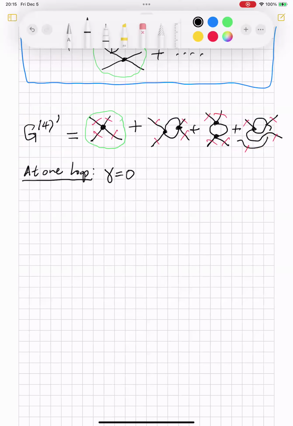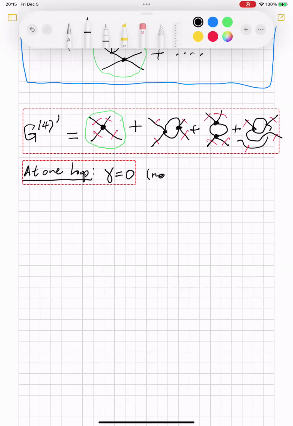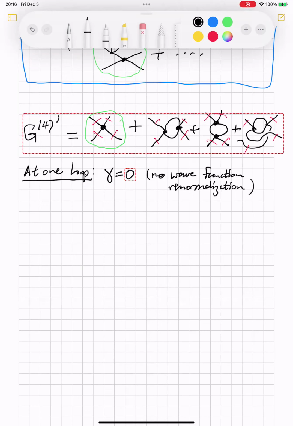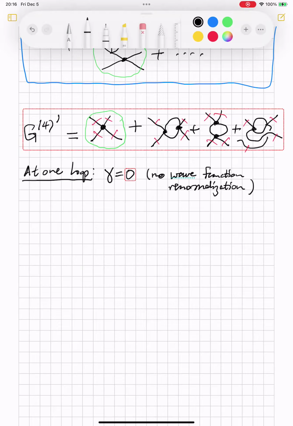And this just reflects the fact that there is no wave function renormalization. So the anomalous dimension is always driven by wave function renormalization. And because there's no wave function renormalization at one loop, it means that there's no anomalous dimension. But we also calculated the beta function to one loop.